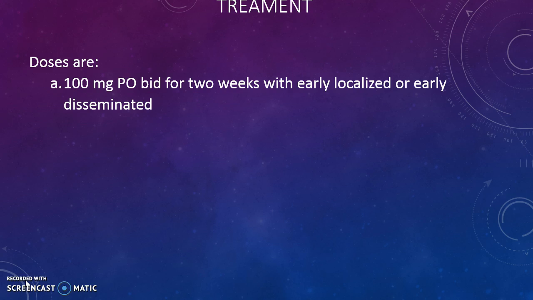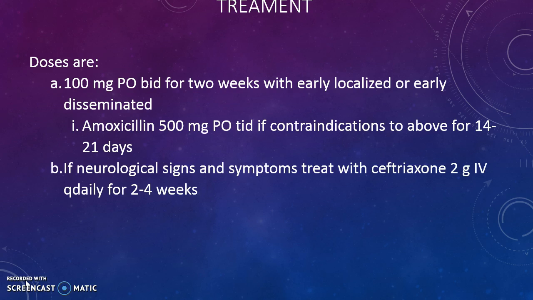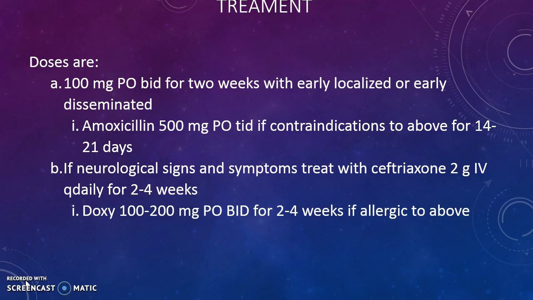So in terms of dosage, 100 milligrams PO BID for 2 weeks with early localized or early disseminated disease is fine, unless there are contraindications, in which case amoxicillin 500 milligrams PO TID for 14 to 21 days. If there are neurological signs and symptoms, treat with ceftriaxone, 2 grams IV daily for 2 to 4 weeks. And again, if the patient is allergic to the above, doxycycline 100 to 200 milligrams PO BID for 2 to 4 weeks can be used.